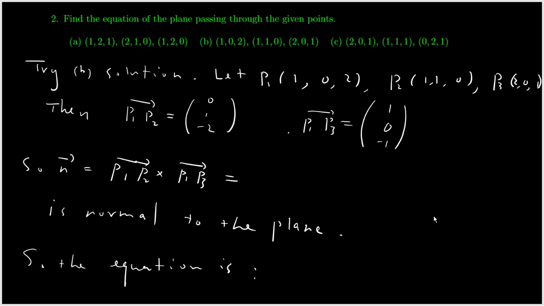Again, your choice of the vectors you use to get the cross product may not be unique. You could also use P2, P1, P2, P3, and so on. As long as you use two vectors not on the same line, it's fine. Anybody want to tell me the components of a normal vector, please? If we use P1, P2, P1, P3, just tell me the three components in order, please.